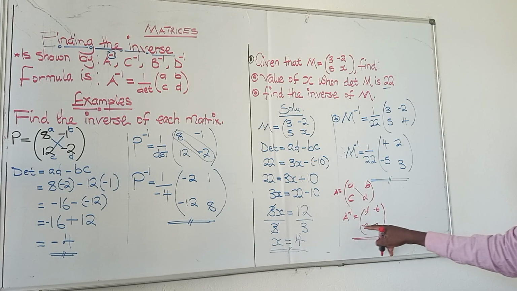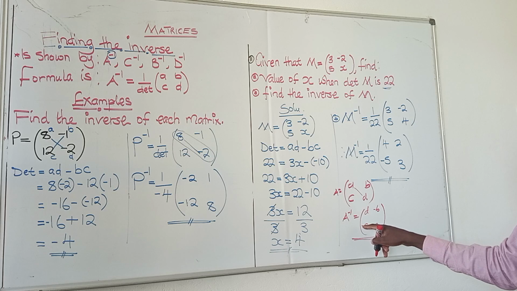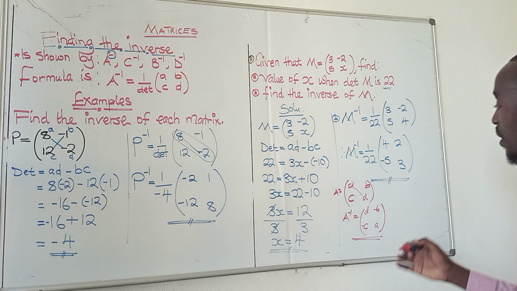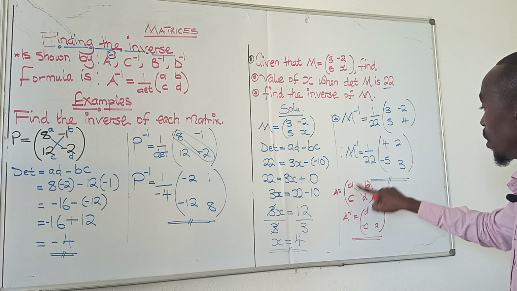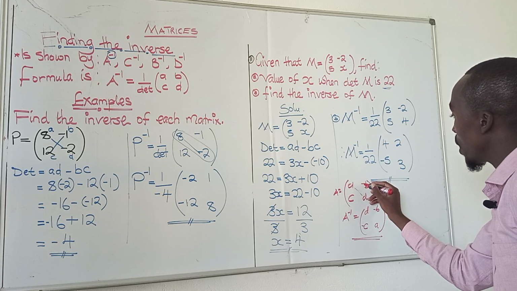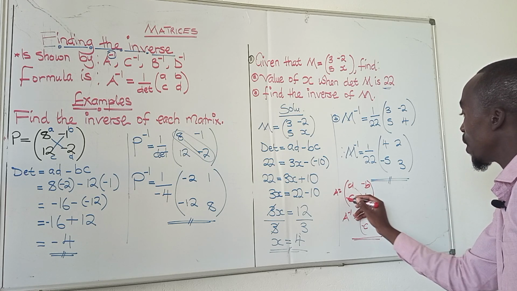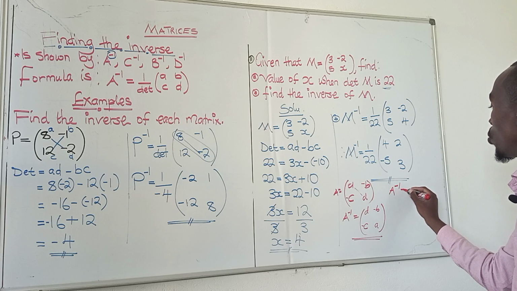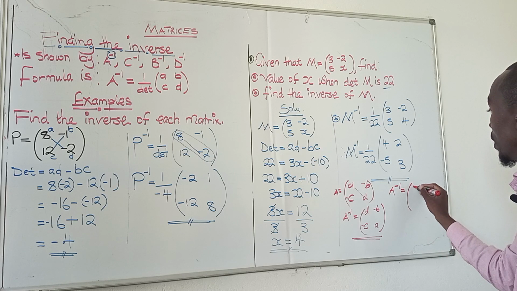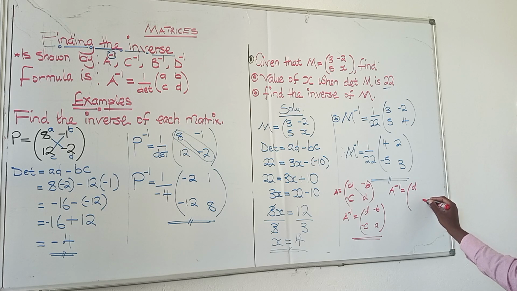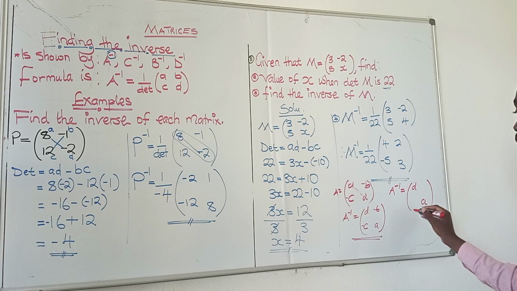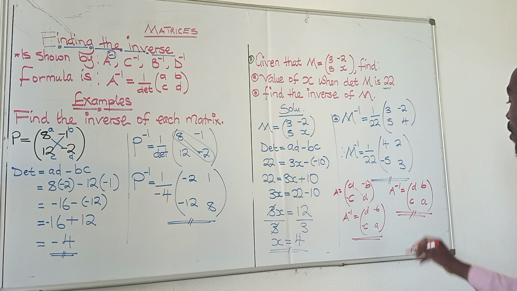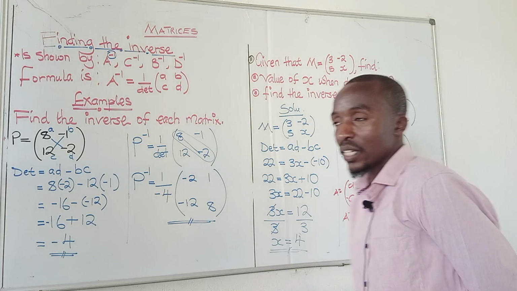These exchange and these change the signs. Let's say for instance, if this is a negative and this is a negative, meaning our A inverse is going to be equal to D will come here and the A there, the C will become a positive and the B will become a positive, like that. So that is how we calculate the inverse.